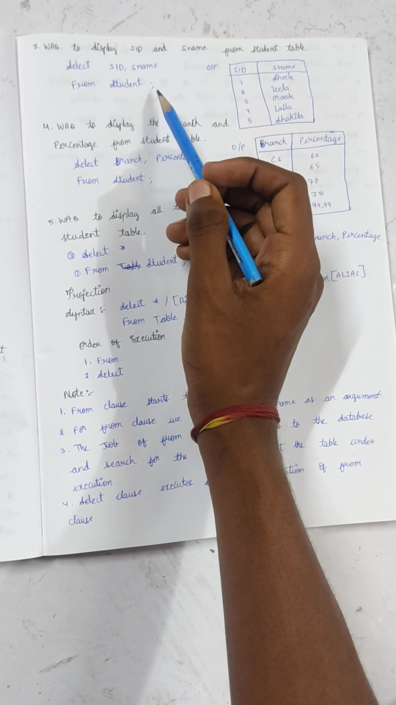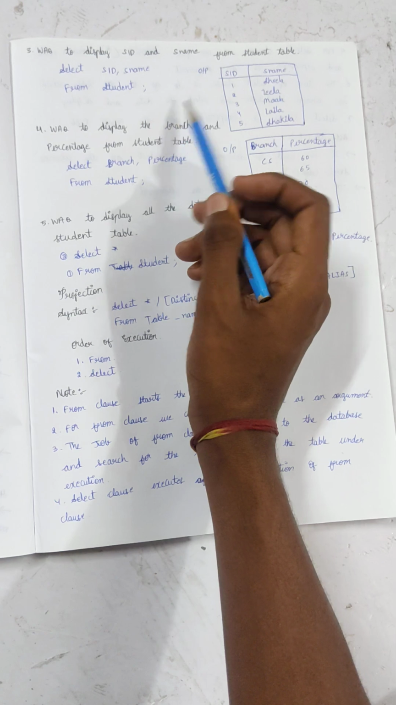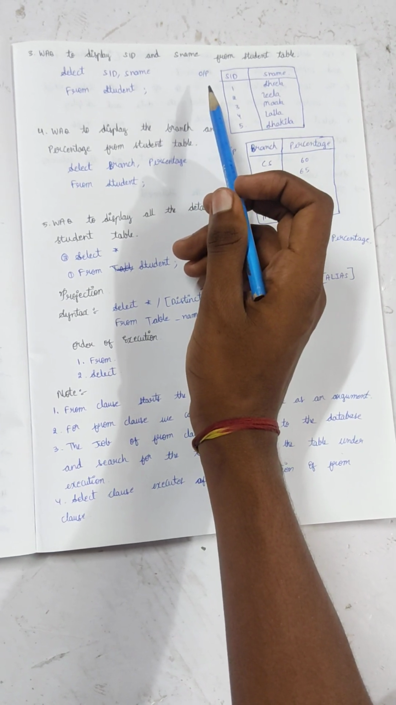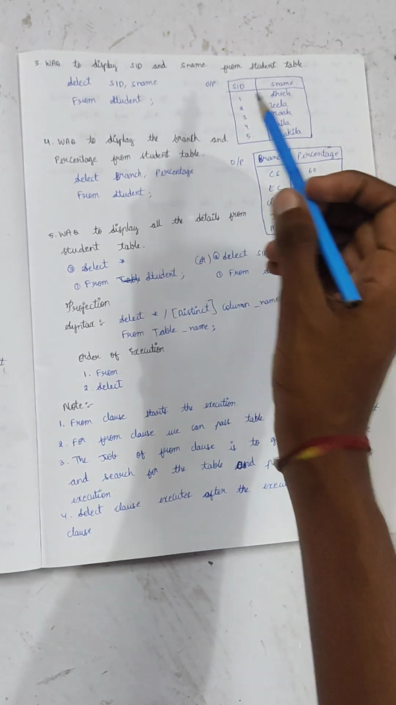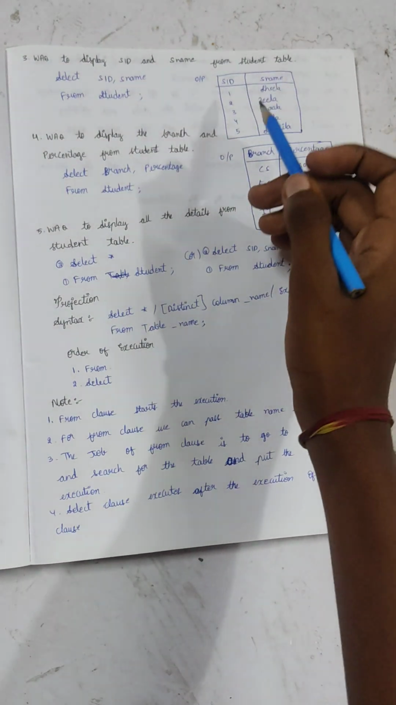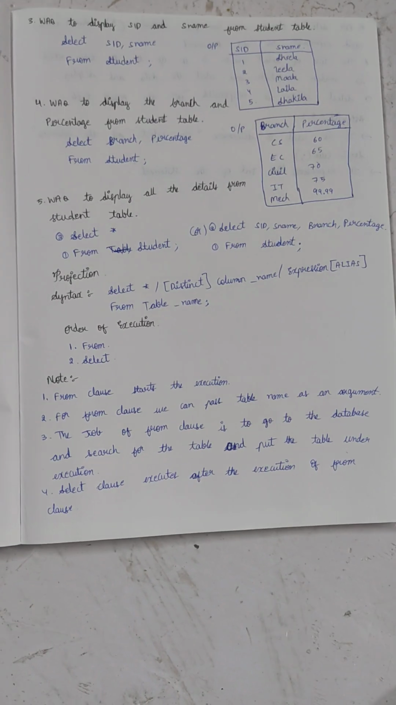Semicolon is mandatory. If we have 10 lines of code, then we have the semicolon at the last. We can display it as student ID and student name. It will display all the details.